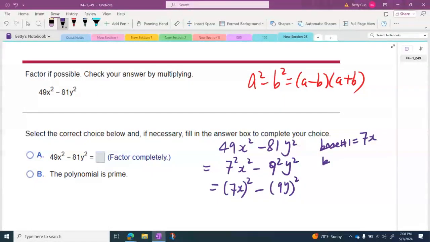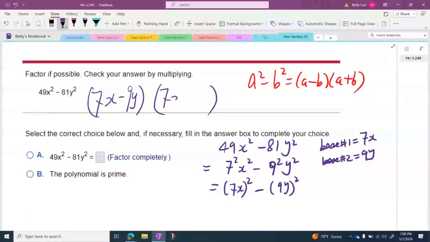First base 7x, second base 9y. So your answer is going to be parentheses times parentheses. In the first parentheses, you have the first base minus the second base. In the second parentheses, you have the first base plus the second base. And that's it.